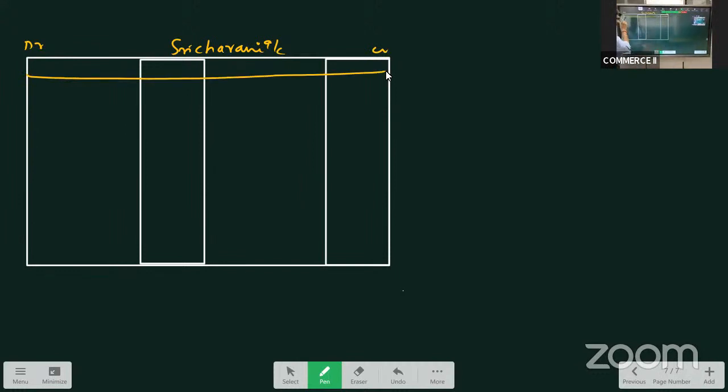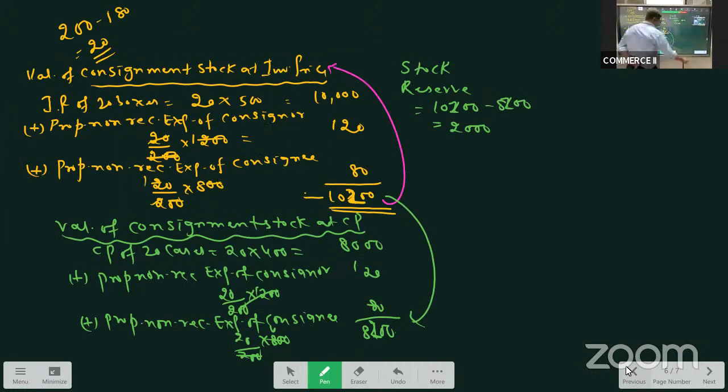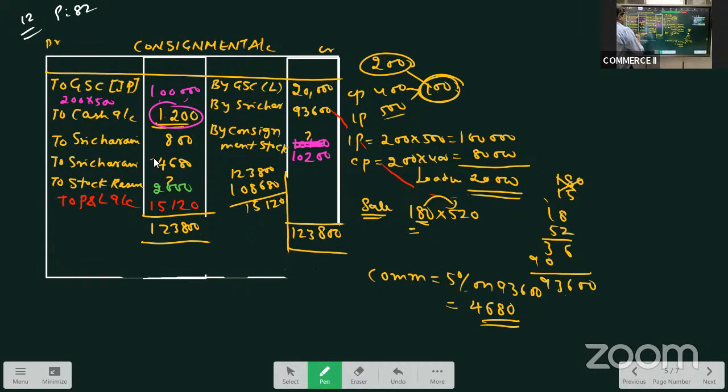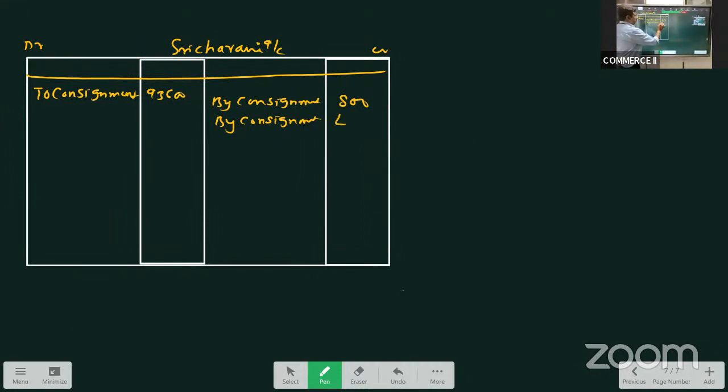Okay, the items which were appearing on the debit side will take on the credit side. Sales we took on the credit side of consignment account. Here I'll write to consignment the total sales value, which was 93,600. Then the expenses incurred by Sri Charani, how much? 800. Then the commission payable to Sri Charani. How much was the commission we got? 5% on sale. Sale was 93,600. The commission was 4,680. That will take here.